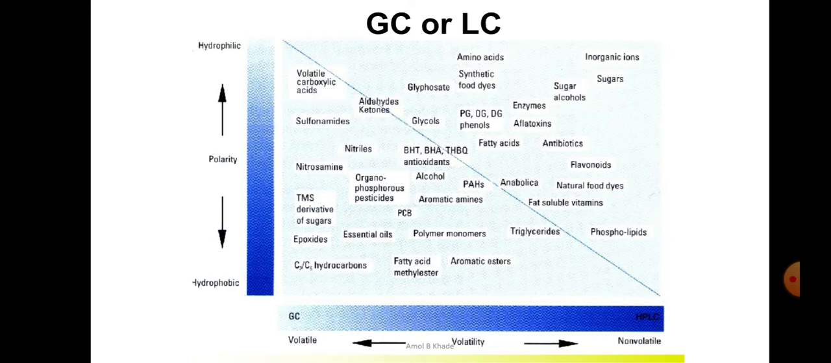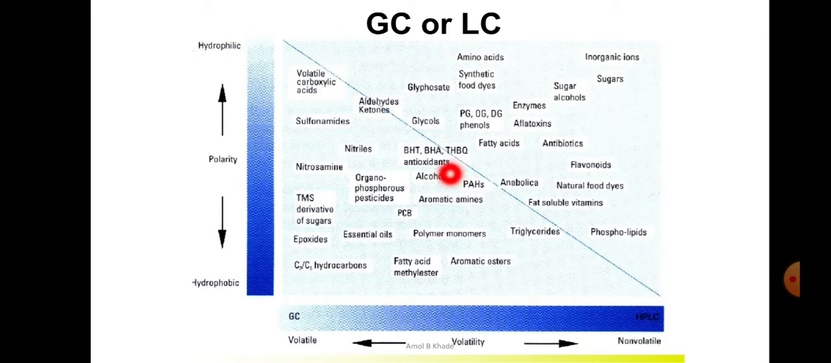Which one you should go for, whether gas chromatography or HPLC or LC, again depends on the nature of our sample. We have put here a demarcation line, and those samples on this part will usually be non-volatile and hydrophilic. If your sample is highly hydrophilic and non-volatile, such as amino acids, sugars, alcohols and so on, you can dissolve these substances very easily and analyze them by LC.